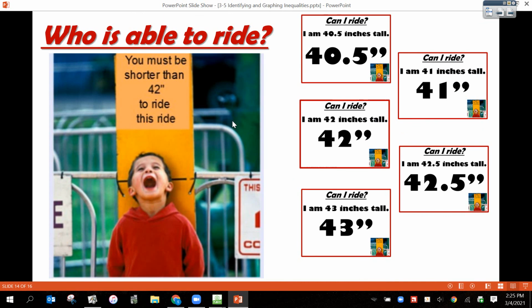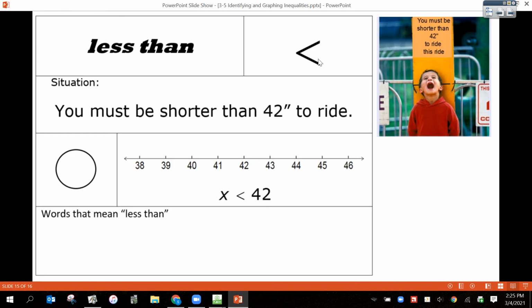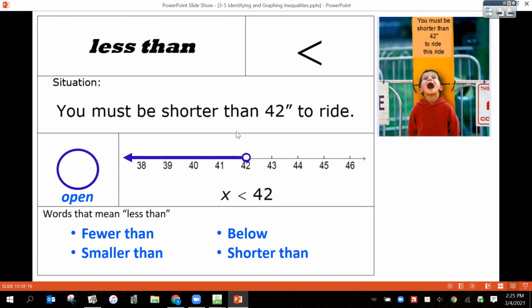Okay, who's able to ride this ride? You must be shorter than 42 inches to ride the ride. So can 42 inches ride it? No, you got to be shorter. Only 40.5 and 41. So this is a less than problem. You must be shorter than 42 inches to ride the ride. So what that dot looks like, it's an open circle because it does not include the 42, but it includes everything below it. Even 41.999999, but not 42. Words that mean less than are fewer than, smaller than, below, and shorter than.